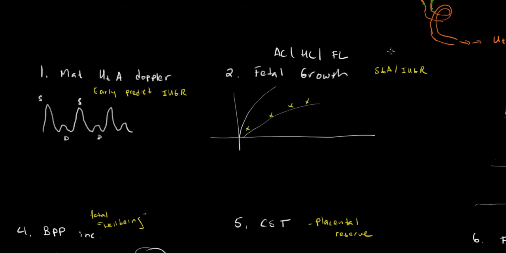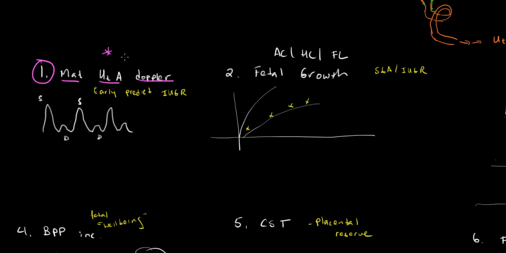So the first monitoring process that I'll mention is something called maternal uterine artery Doppler measurements. And where that's done is, as it said, on the maternal uterine artery Doppler. And the reason I put that as number one is because it's a very early sign that something could be going wrong in the pregnancy.